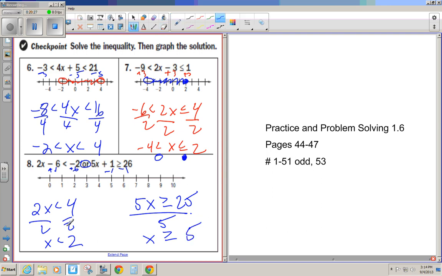So, open circle at 2, closed circle at 5, and it should be away from each other. They don't like each other.